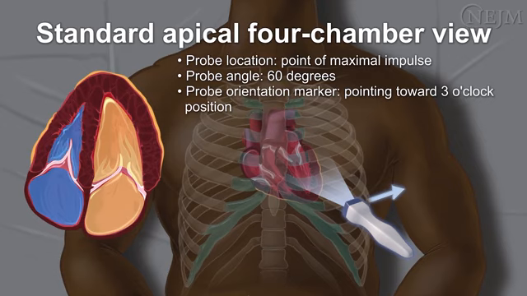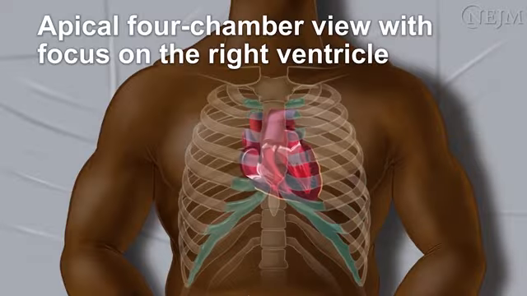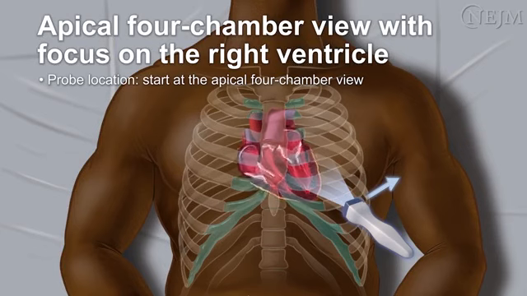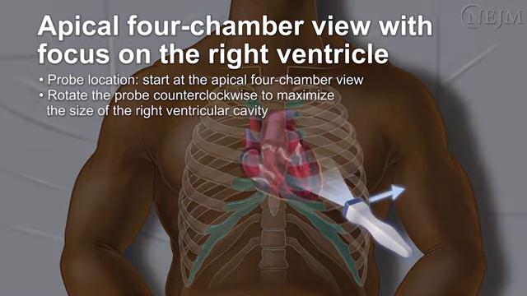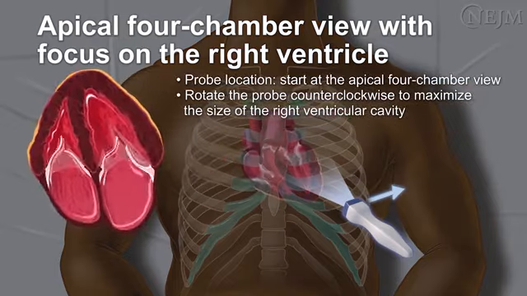To obtain an image in the apical four-chamber view with focus on the right ventricle, first find the standard apical four-chamber view. Then, keeping the left ventricle in the center of the image, rotate the probe counterclockwise to demonstrate the maximal size of the right ventricular cavity on the image.